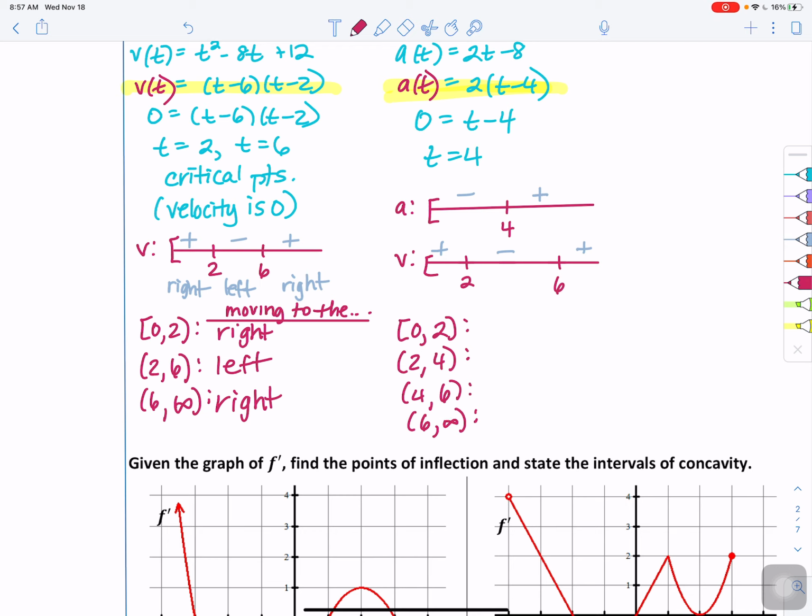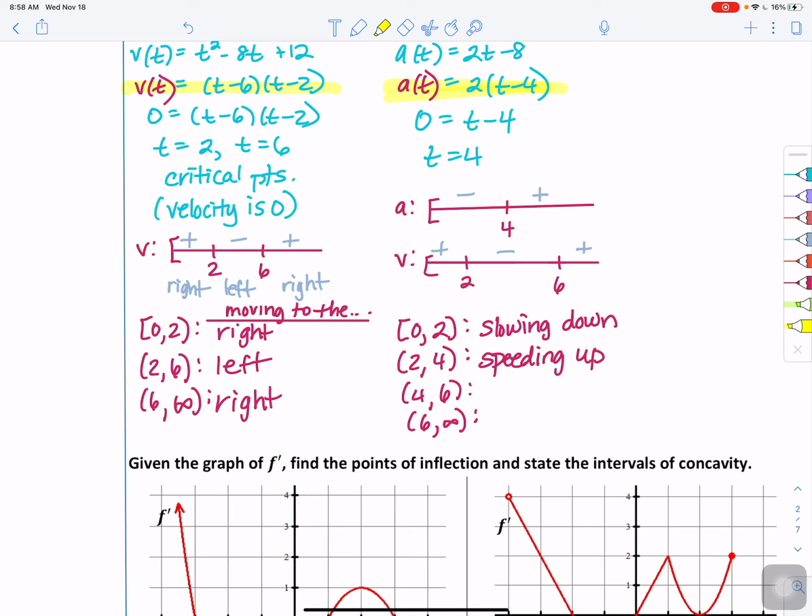From 0 to 2, my velocity is positive, but my acceleration is negative. They are opposite in sign. So the particle is slowing down here. Now, what do you notice here? From 2 to 4, the velocity is negative, and so is the acceleration. So the particle is speeding up from 2 to 4.